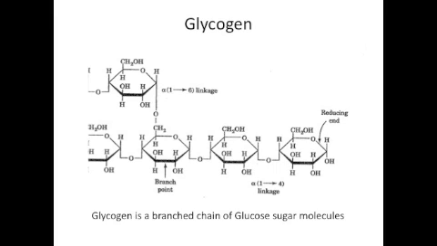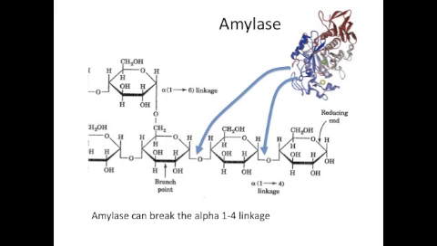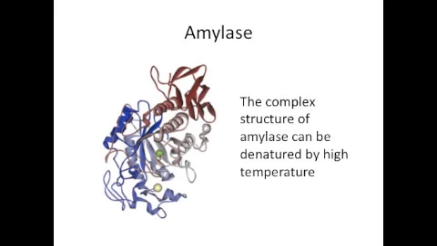The reaction that we're going to be studying is the breakdown of glycogen. Glycogen is a chain of glucose molecules. The enzyme amylase can cut the alpha-1,4 linkage between the glucose molecules. As can be seen here, amylase, like any other enzyme, has a very complex structure, and its three-dimensional shape is essential for its function.